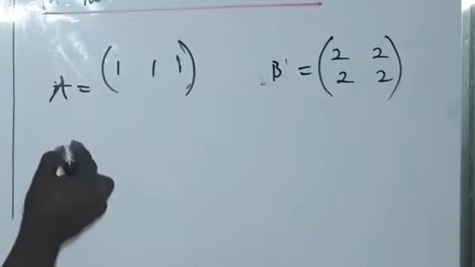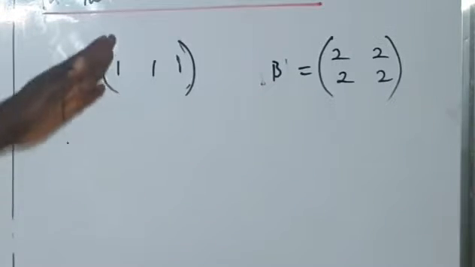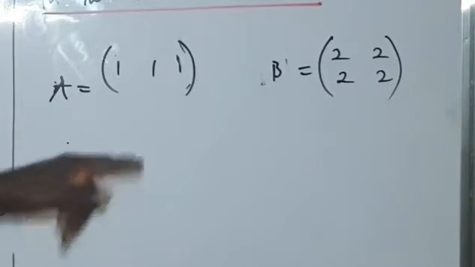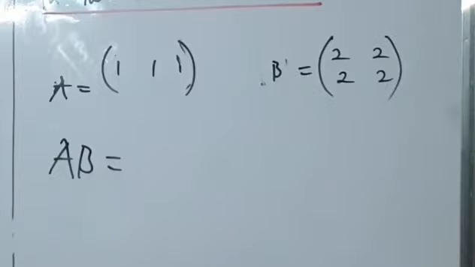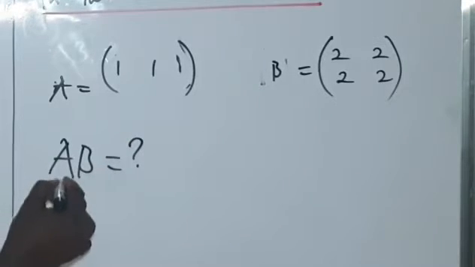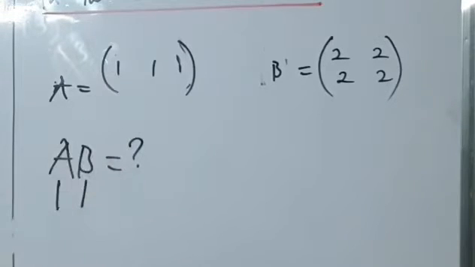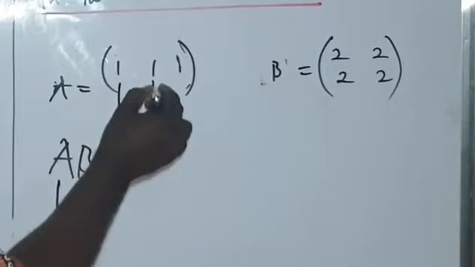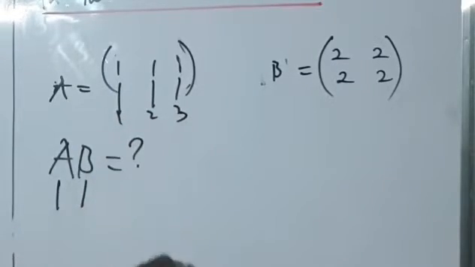So let's check. Can we multiply A and B? We look for how many columns are in the first matrix. Can we have AB? Is it possible? If it's possible, let's look at it. Which means the columns here must equal the number of rows here. So how many columns do we have in this one? We have 1, 2, 3. 3 columns. Here, how many rows?